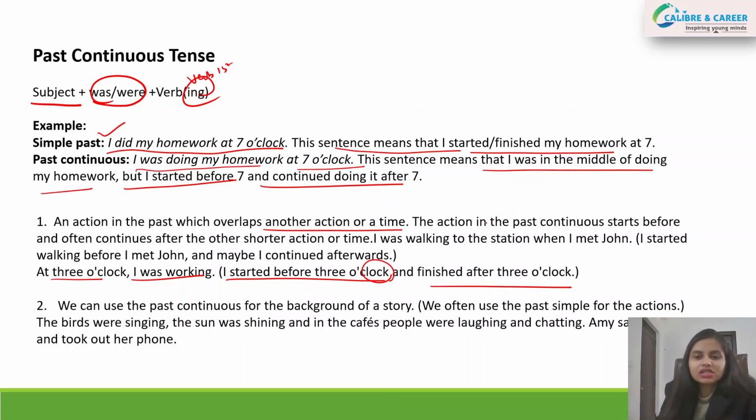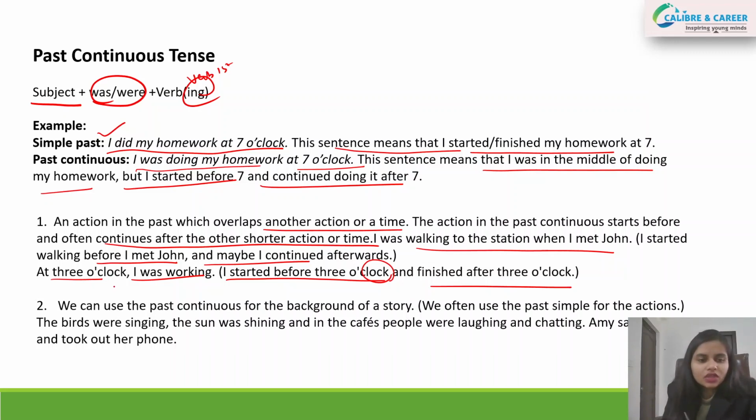So the action in the past starts before and often continues after the shorter time or action. Or you can say, "I was walking to the station when I met John." So the walking, that means he was still walking before he met John, and maybe he must have continued afterwards, after meeting John.